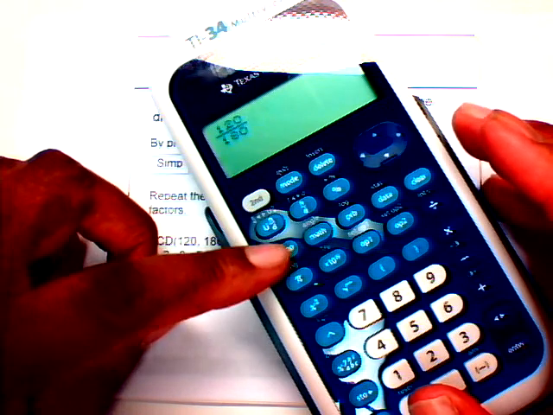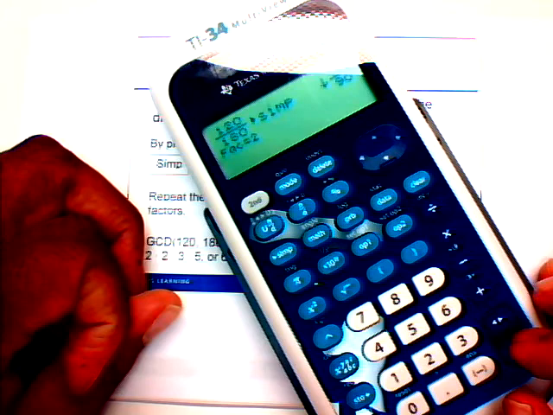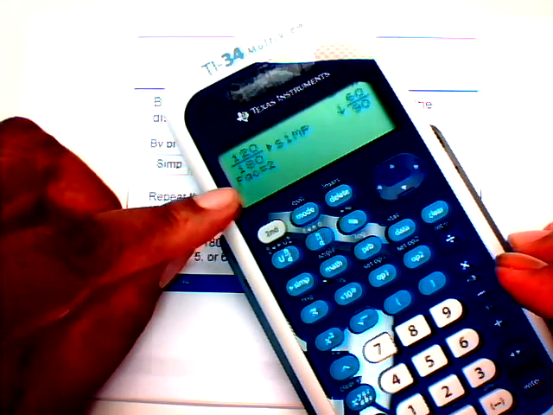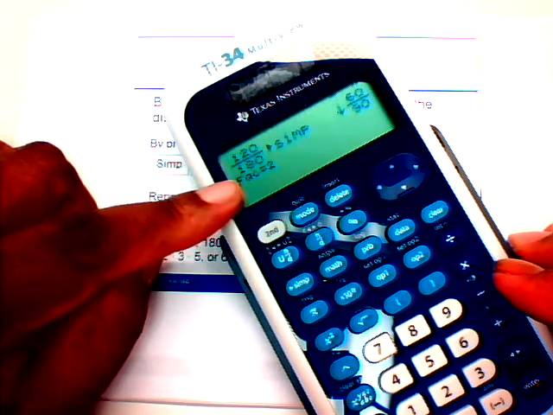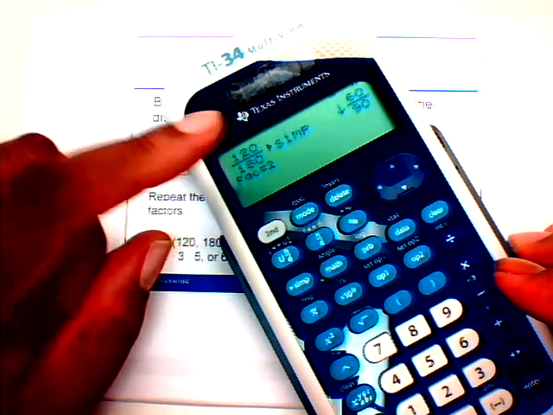And then hit your right arrow button, and then hit SIMP, then enter. Now you see 60 over 90, and then it says FAC, which means that 2 is a factor that was used. Because you divide 120 by 2, you'll get 60, and 180 by 2, you'll get 90.